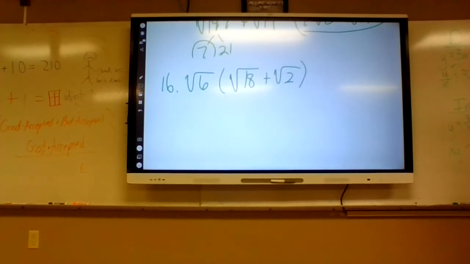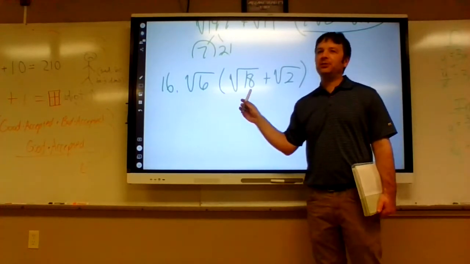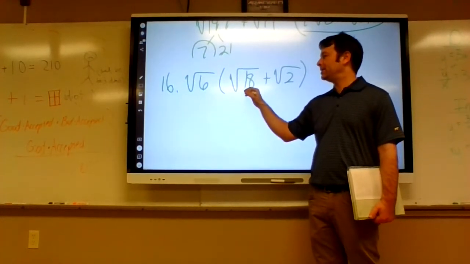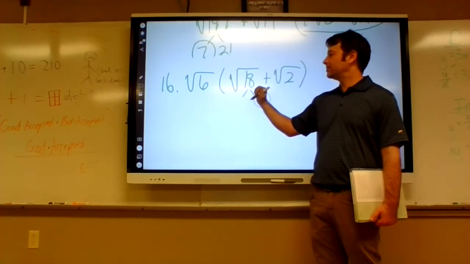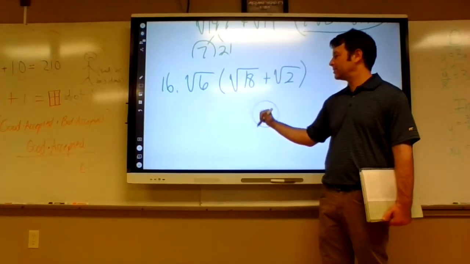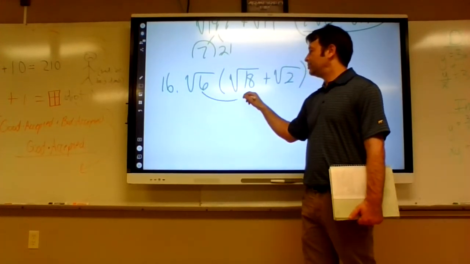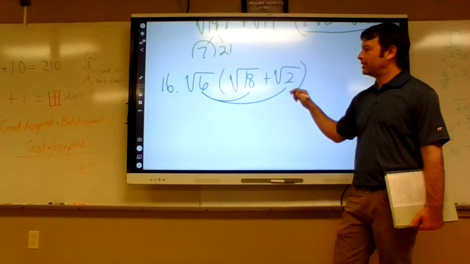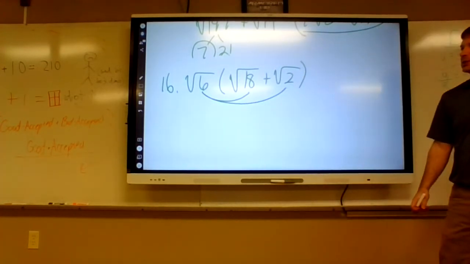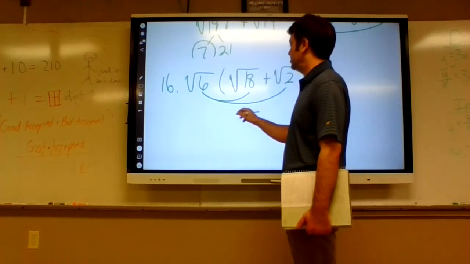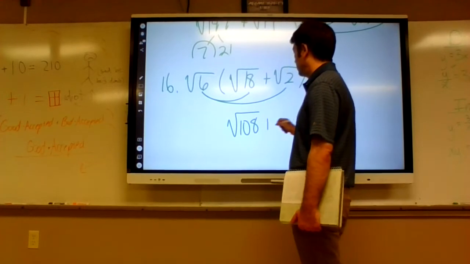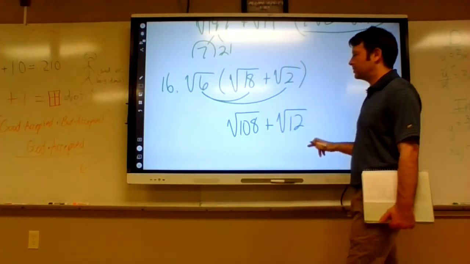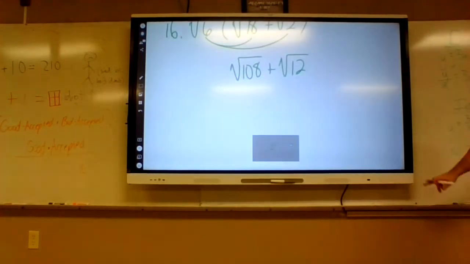What do you guys think we do first on 16? You can distribute. There's actually two routes we could go on this one. 18 does simplify, but probably I don't want to confuse you guys too much. So let's just go ahead and distribute square root of 6 right here. We'll simplify later. 6 times 18, I believe, is 108. Yes. 6 times 2 is 12. Now what?